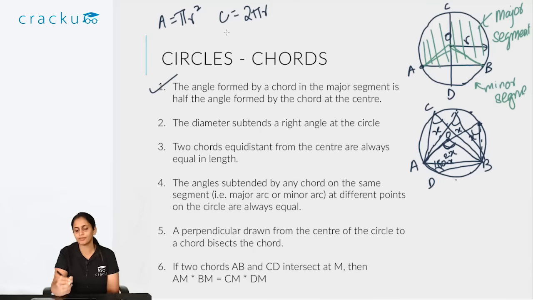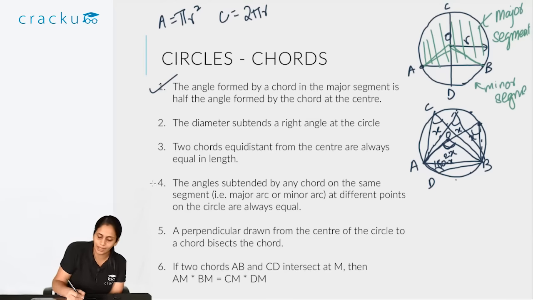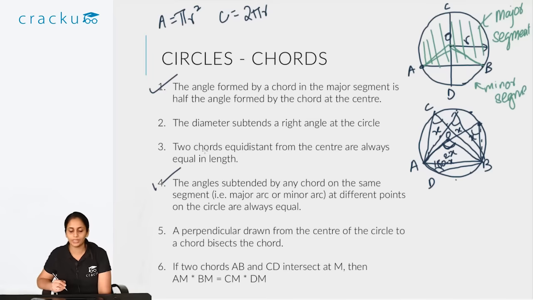So if you remember this fact that the angle subtended by a chord in the major segment of the circle is half of the angle subtended by it at the center of the circle, from this you can infer that the angle subtended by any chord on the same segment at different points on the circle is equal. So from 1, you can infer 4.